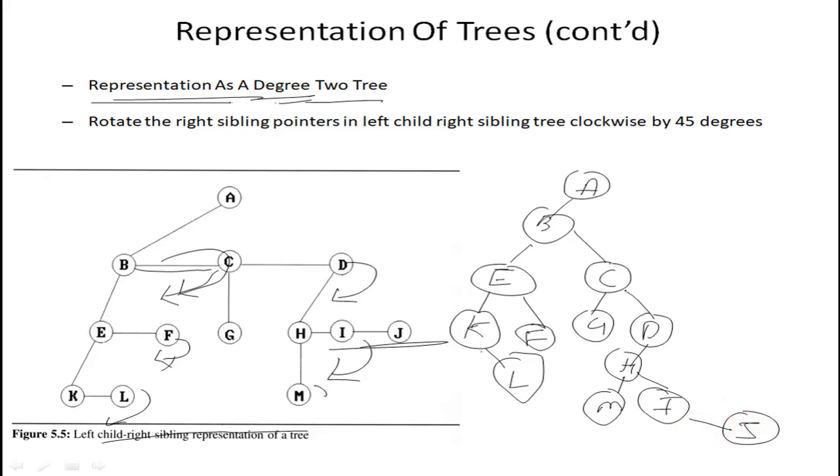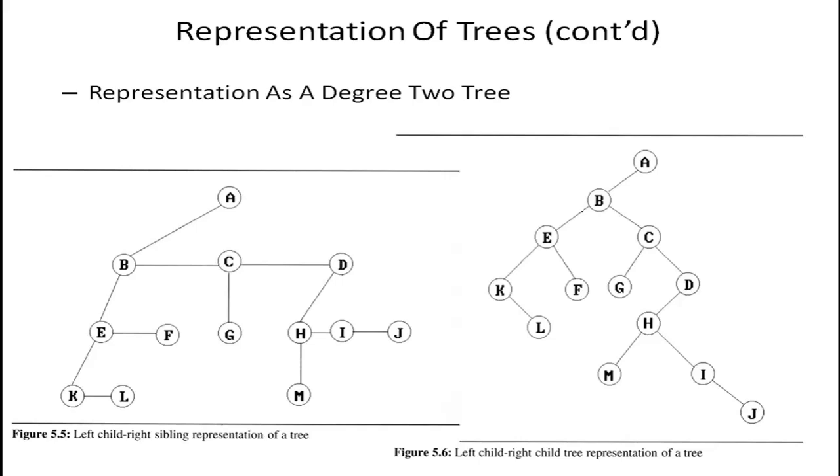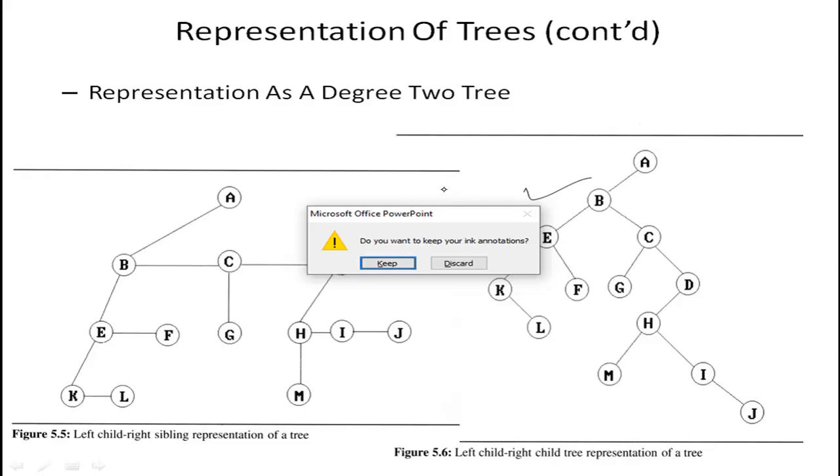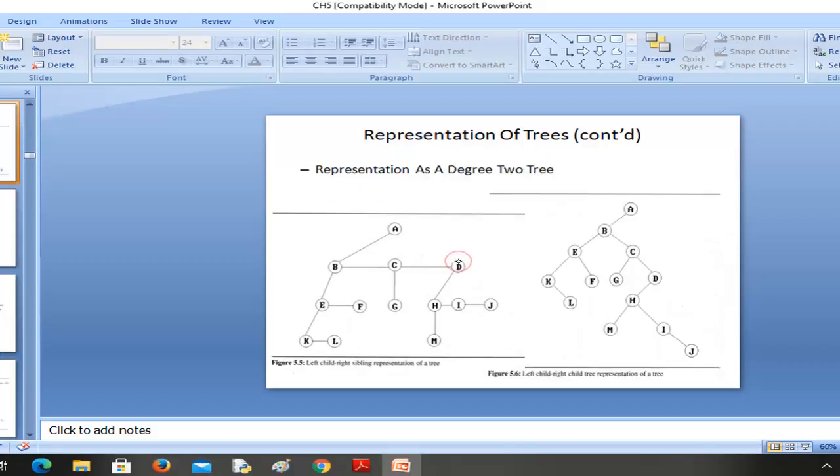So this is a simple thing. A clear diagram is there on the next slide. This is your representation as a degree 2 tree. So these are the three representations which we have seen. Hope you have understood all of them. Thank you.